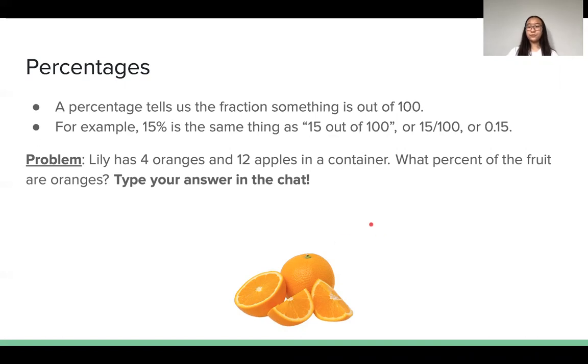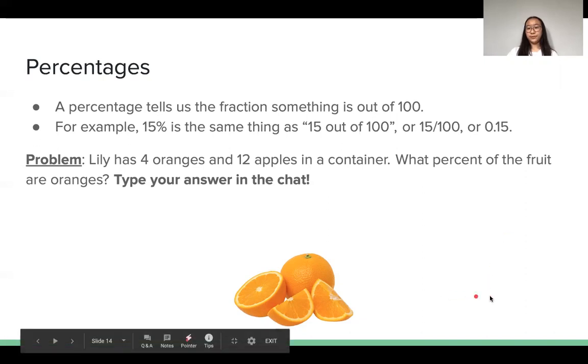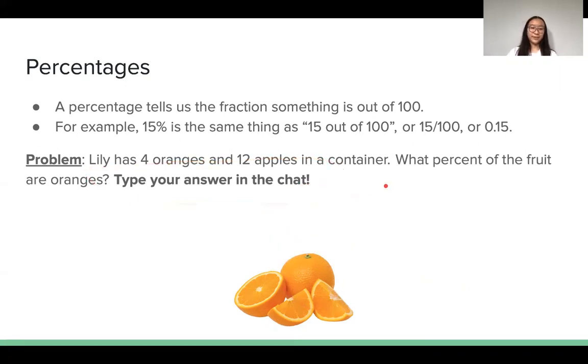So how many total fruit are there? 16. That's right. So you have 4 oranges over 16. So what percent would that be? 4 over 16. 25%. Yep, that's right. As you can see in the chat, 25%. So just be careful. Read the problems carefully. This is not 1/3. It is 1/4 or 25%.